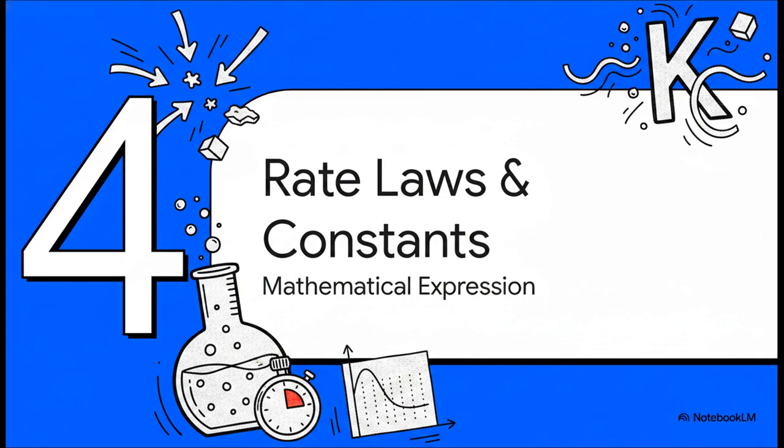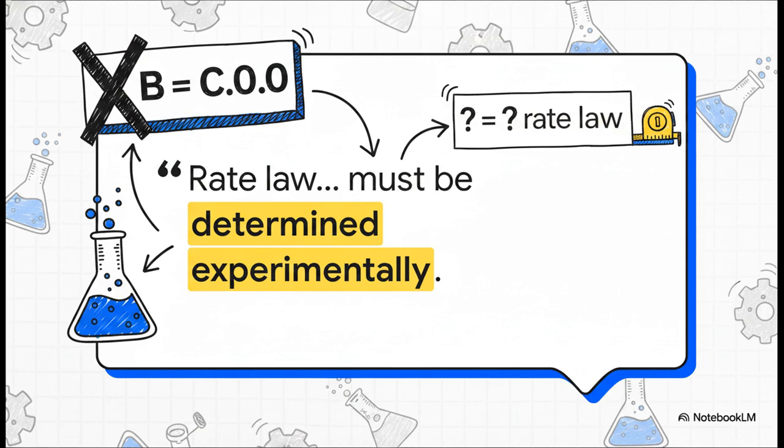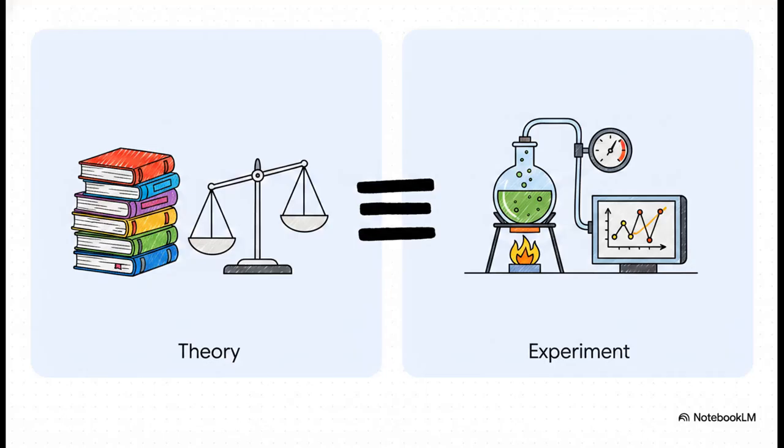Now that we can accurately measure the rate, how do we express it mathematically based purely on the concentration of the reactants? I want to heavily emphasize this explicit warning directly from our source material. Listen, examiners love to trick students into assuming that the exponents in a rate law perfectly match the stoichiometry coefficients from the balanced equation. Do not be fooled by this. The rate law must be determined purely through experimental data, not just theoretical reading. Let's look at this visually.